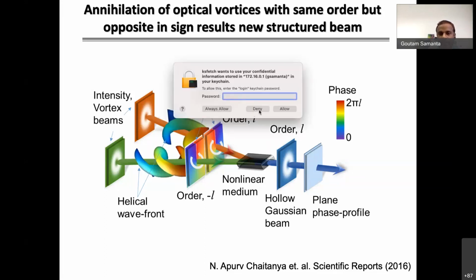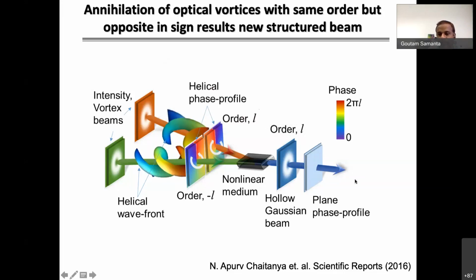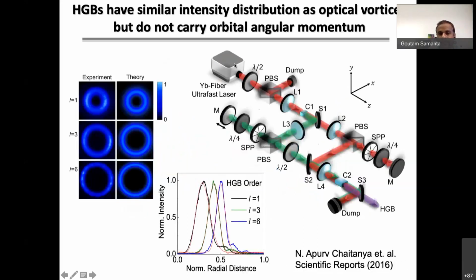So that is what is happening. Basically, this is the nonlinear interaction of this process. We take that same pump laser, convert it to second harmonic, and then the remaining pump we convert into a vortex, and that second harmonic we also convert into a vortex, and they pass through the nonlinear crystal and generate this process. So you can see that the hollow Gaussian kind of intensity pattern is coming here.